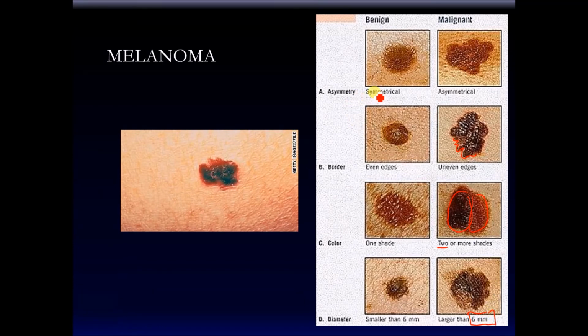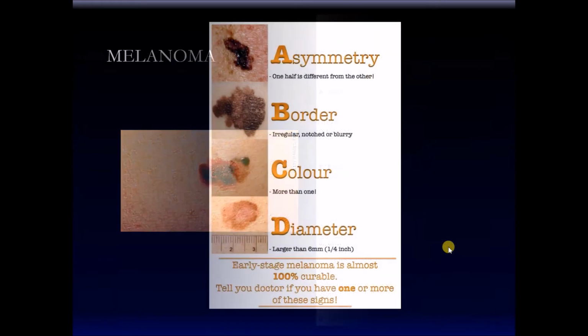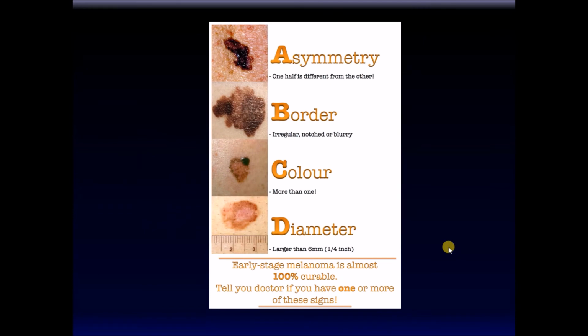So if a lesion is asymmetrical, and if its borders or edges are uneven, and if it has more than one shade of color, and if it's larger than 6 millimeters, that's a cause for concern and needs to be evaluated. So you've got to know this: A, B, C, D of skin lesions. Asymmetry, border, color, and diameter.